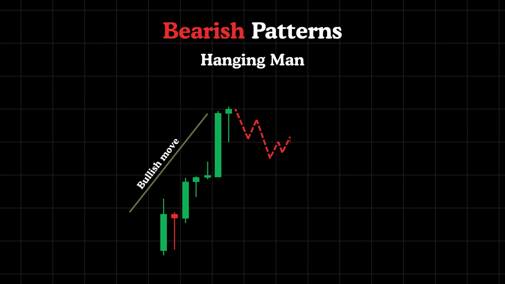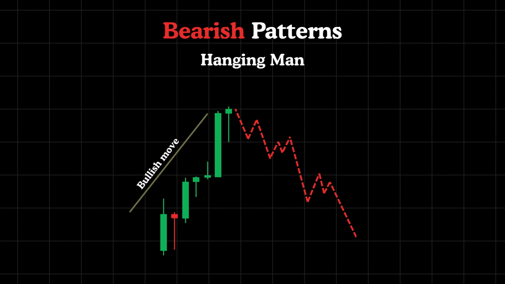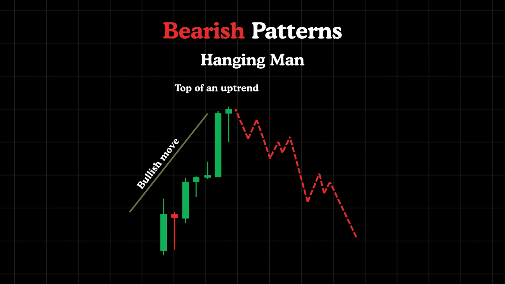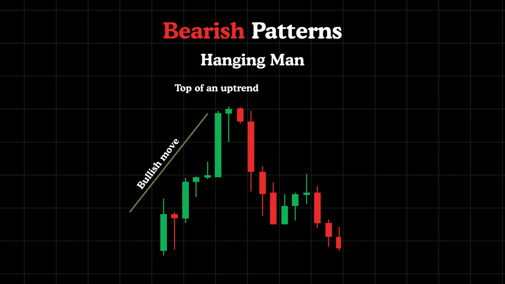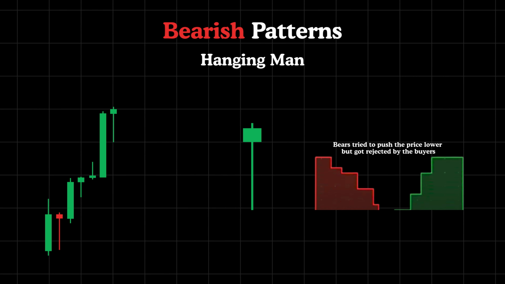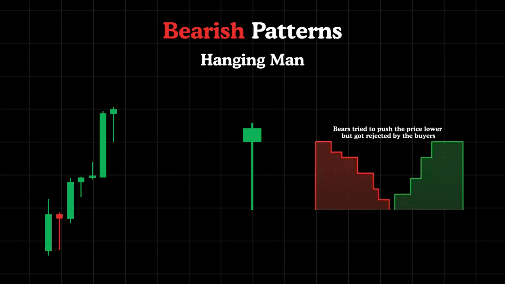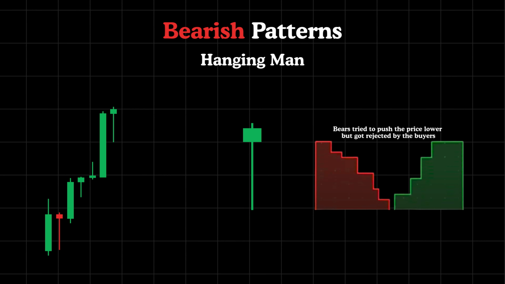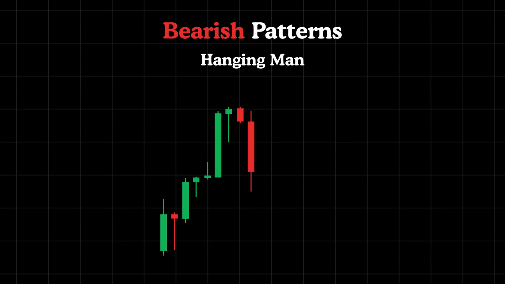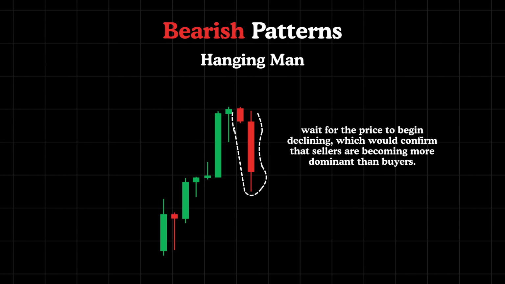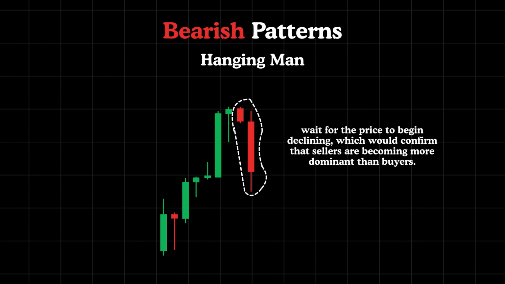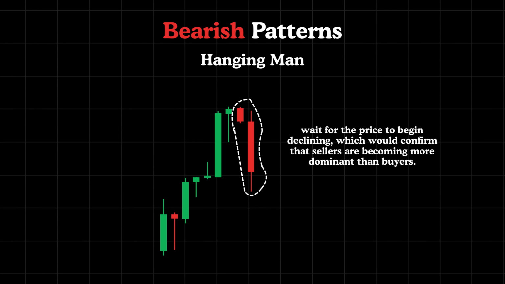This pattern has the same appearance as the hammer, but in this case, it forms at the top of a bullish move, suggesting that the price might reverse. A brief breakdown of this pattern shows how the bears attempted to drive the price lower, but buyers initially prevented it from falling further. For a stronger signal, you can wait for the price to begin declining, which would confirm that sellers are becoming more dominant than buyers.